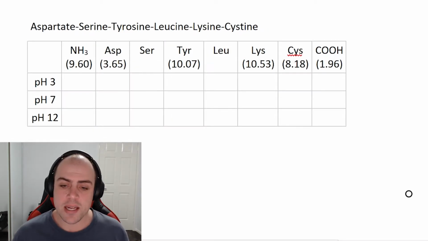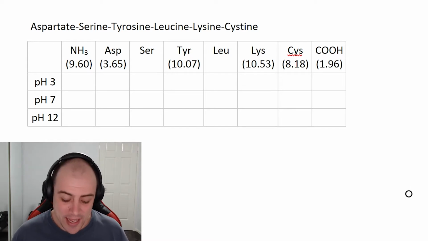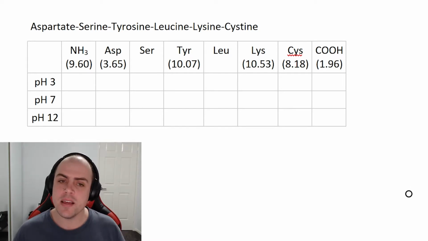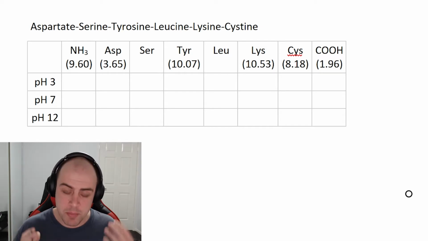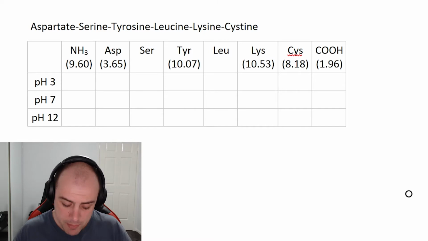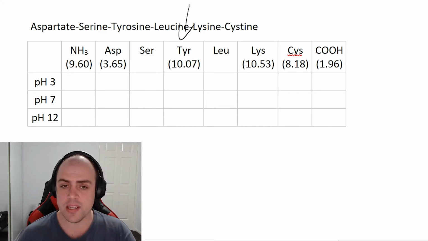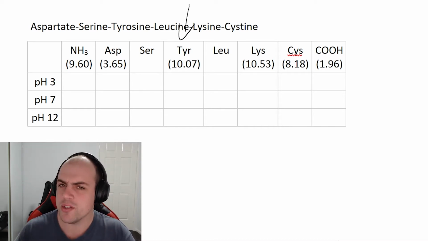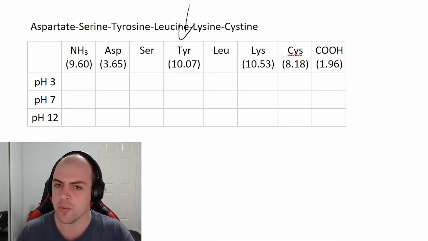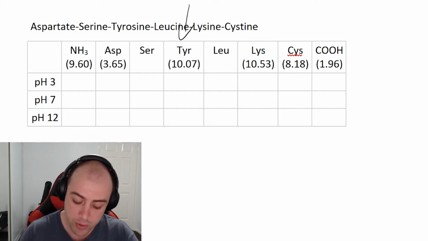So what I have done here, by the power of editing, is taken this table, but underneath it, I have written down the pKa value for that group. For example, if we are looking at tyrosine down here, it has a pKa of 10.07. What I'm referring to there is that tyrosine's R group, the side chain, has a pKa of 10.07.